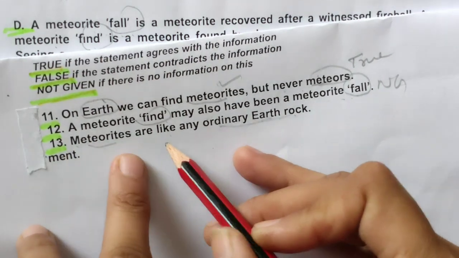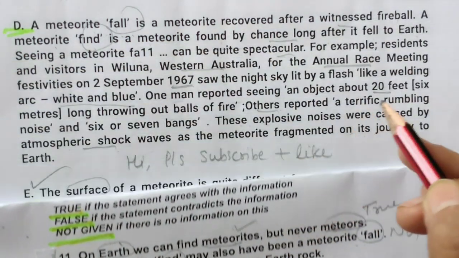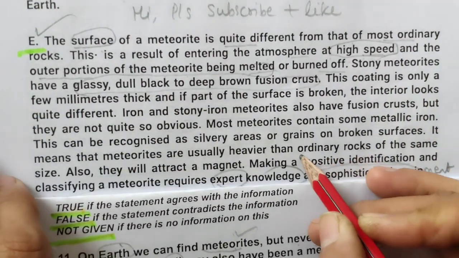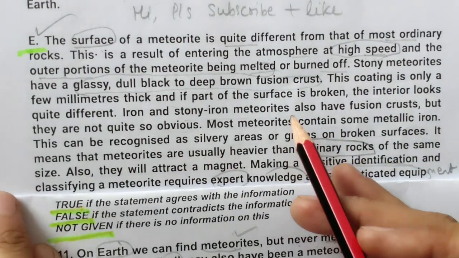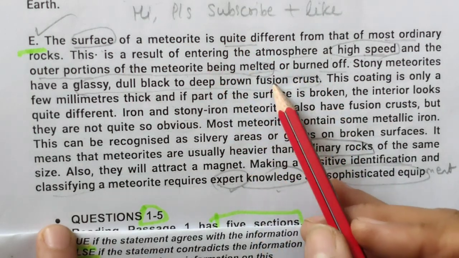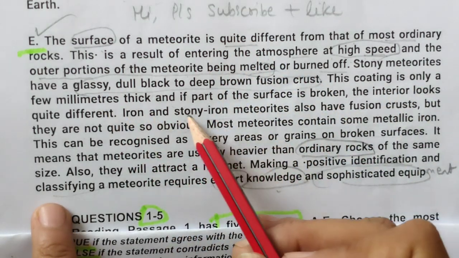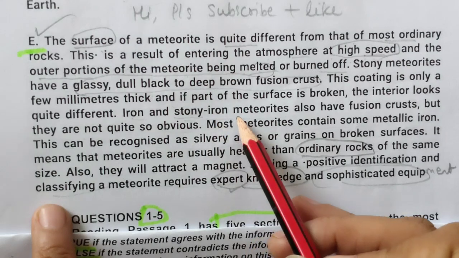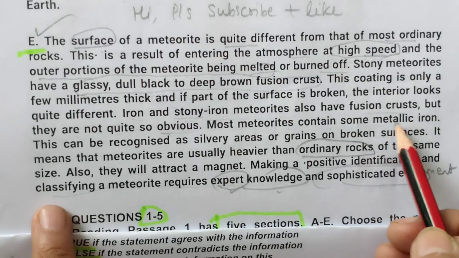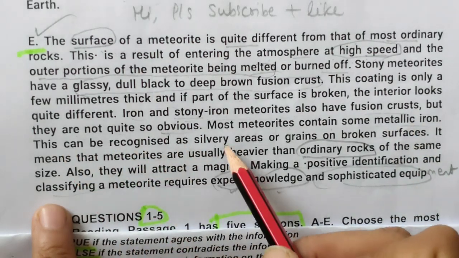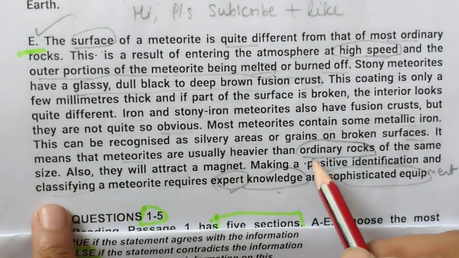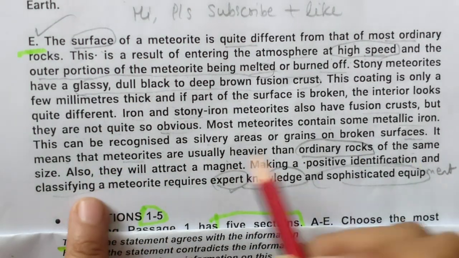So 13: meteorites are like an ordinary earth rock. Earth rock, yes, it was in the last paragraph. I have rocks, ordinary rocks. See this. So meteorites are like an ordinary earth rock. Okay, so here they were talking about features and all. This coating is only, so let's read it from here. Iron and stony iron meteorites have fusion crust, but they are not so obvious. Most meteorites contain some metallic iron. These can be recognized as silvery areas or grains on broken surfaces. It means that meteorites are usually heavier than ordinary rocks of the same size.